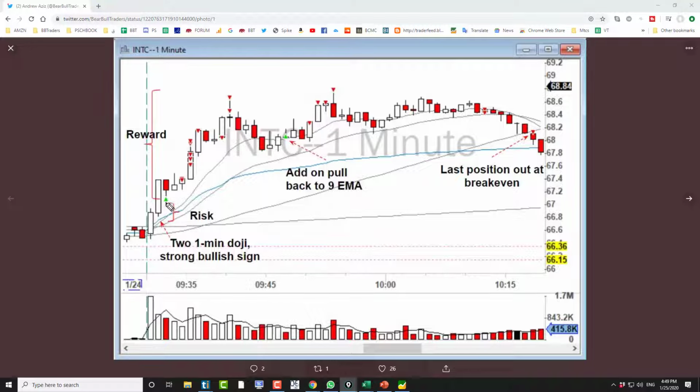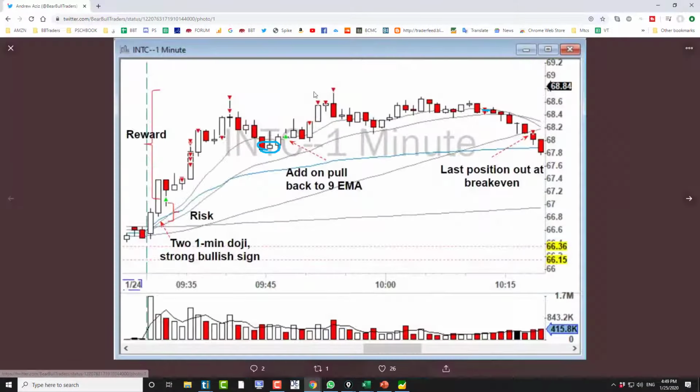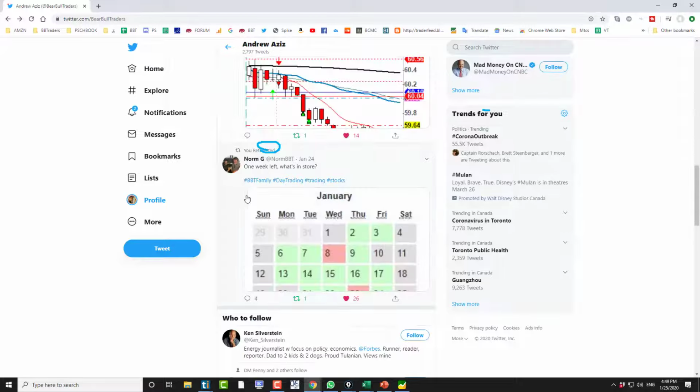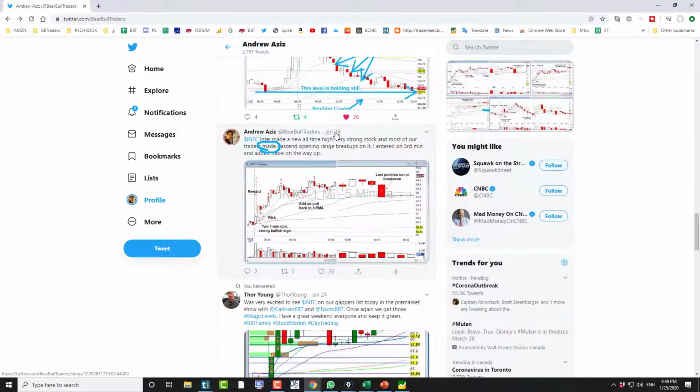I missed this entry, so my entry was here because I had to restart this. Just a huge move up, and this pullback, I waited. As soon as I saw that it's not losing this moving average, I went back in there long, and, you know, break even, and I just got out here. As soon as we lost this moving average, I got out of these positions. And that's a trade that I actually posted on Twitter on Friday. So where was it? This one, yeah, that's the one. That's January 24th. That's the trade that I took.